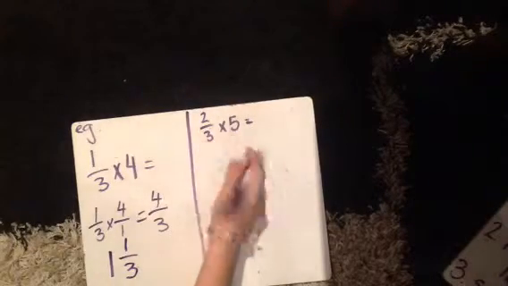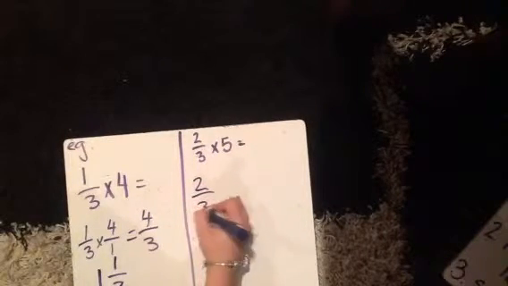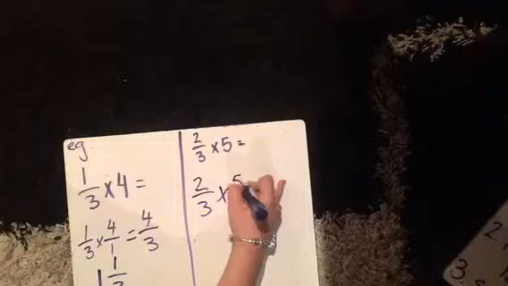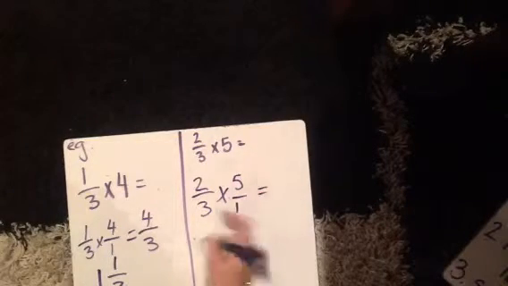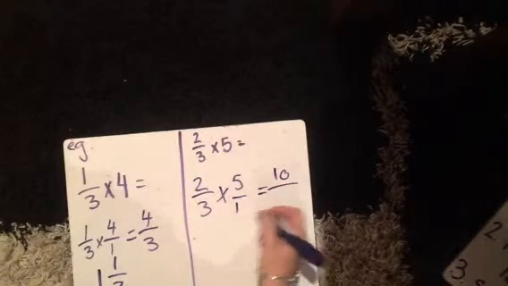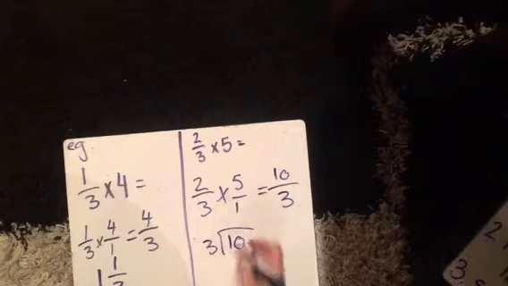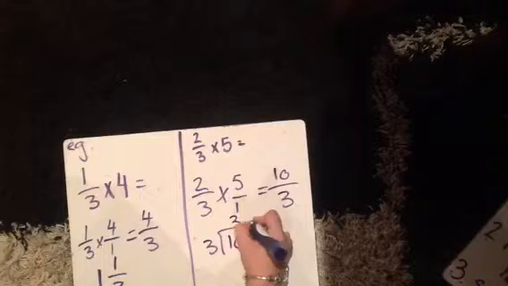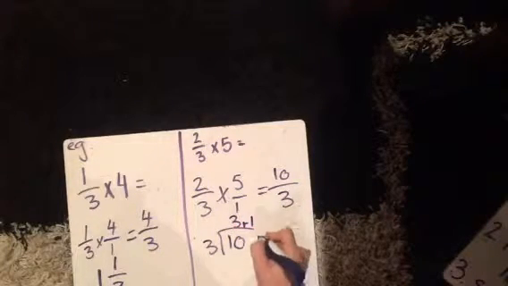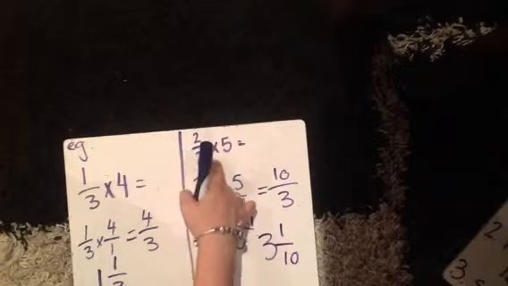Next we have 2/3 times 5. So we have 2/3 times 5 over 1 equals 2 times 5 is 10, 3 times 1 is 3. 10 divided by 3: 3 goes into 10 3 times with remainder 1. So our whole number is 3 and 1/10. So 2/3 of 5 is 3 and 1/10.